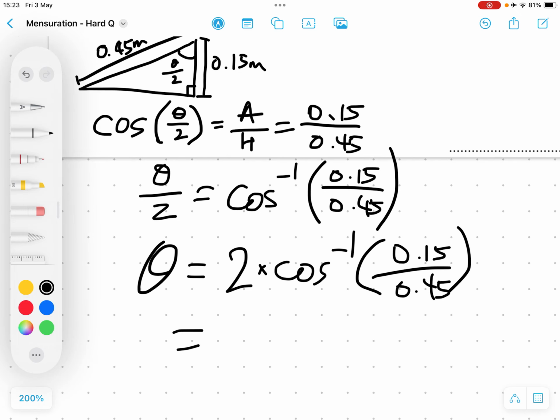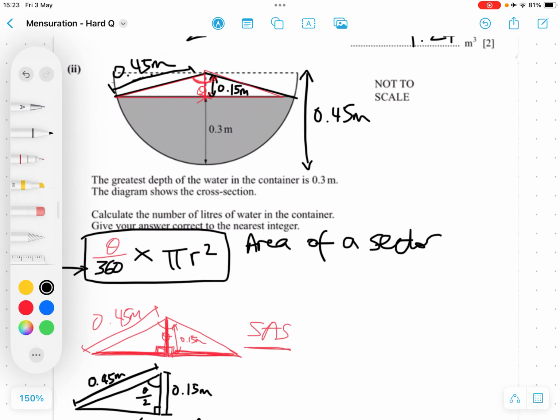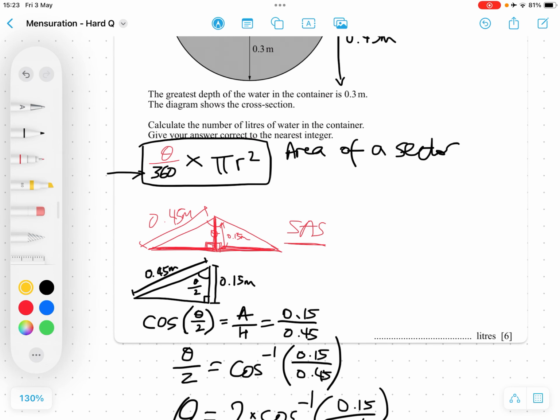And that gives us an angle. If we put that into our calculator, that gives us an angle of 141.05 degrees. So now we have our angle. We can use this formula now for the area of the sector.